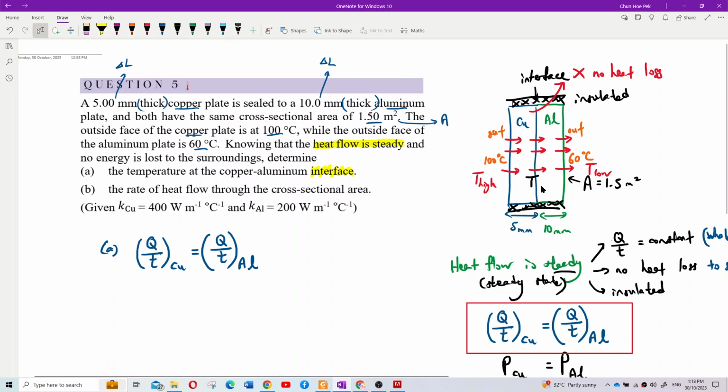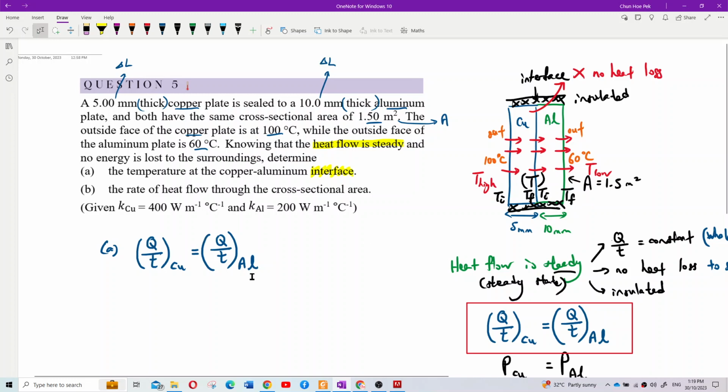Okay. So we know that if you want to find initial and final, we can say this one is T initial, T final. For copper, 100 is initial, and then the joint temperature, the interface temperature, is the final. For aluminium, the initial temperature is the joint temperature, and then the 60 is the final. Correct or not, class? Initial, final, initial, final. Understand? Okay, so let's do it.